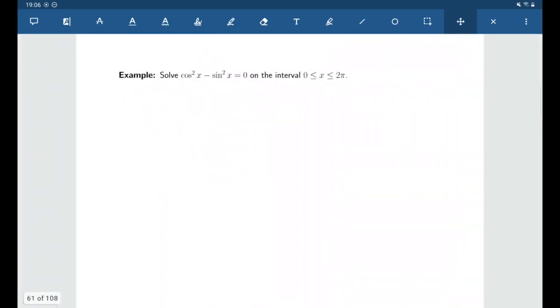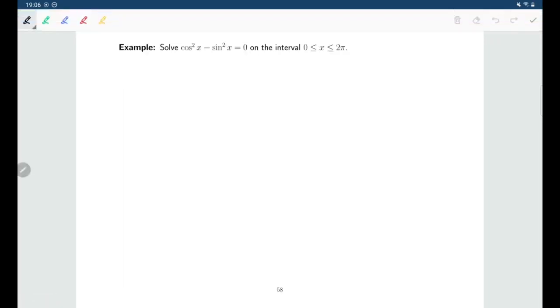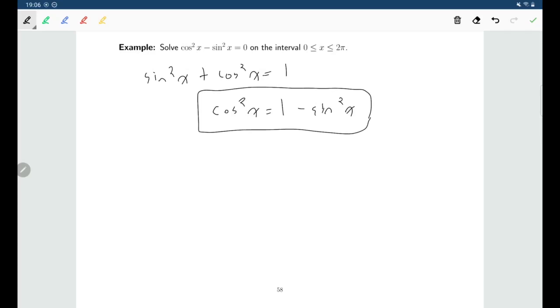So something like this, we're looking to solve cos squared minus sine squared equals 0. And for this, you actually could think about it in this way. I could say, well, I know that sine squared x plus cos squared x is equal to 1. So if you wanted to, you could say, well, actually, cos squared x is equal to 1 minus sine squared x. This is my Pythagorean identity, just rewritten. So that's my idea here.